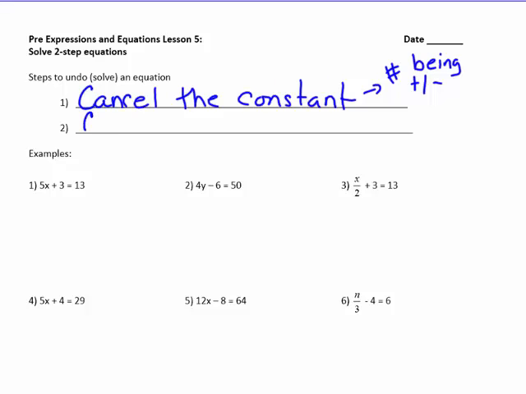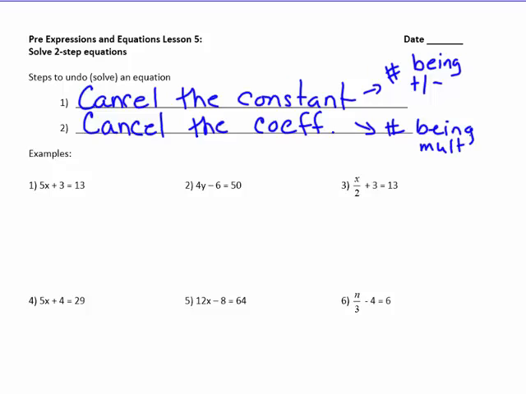Then we're going to cancel the coefficient. Now, we have defined coefficient. Let me finish writing, sorry, I'm abbreviating. And the coefficient is the number being multiplied or divided. Okay, but the steps, still to get the variable by itself on one side, we still have to cancel those numbers. Now I know what step I have to do it in.